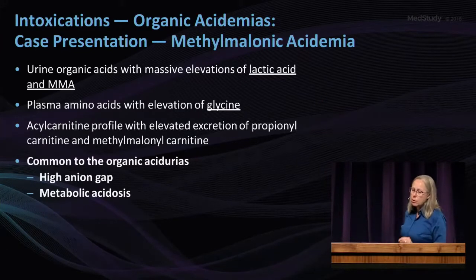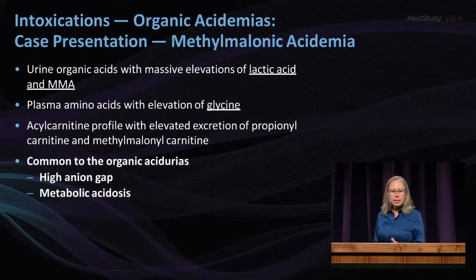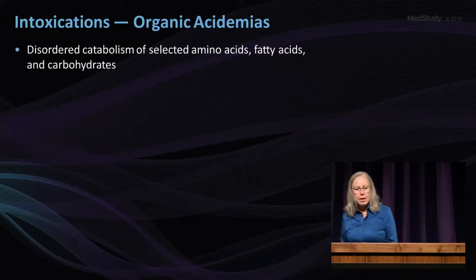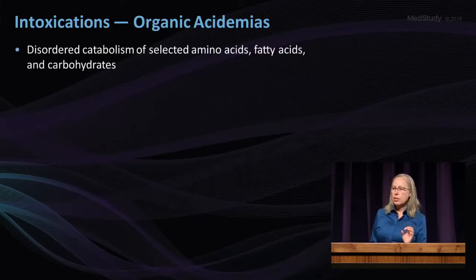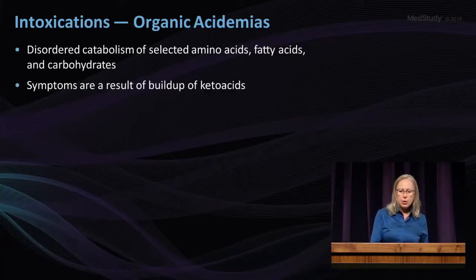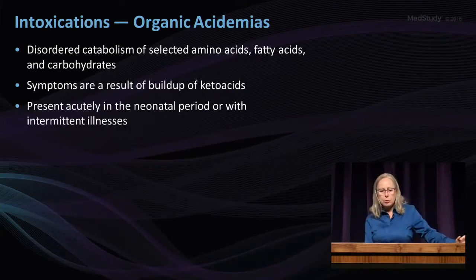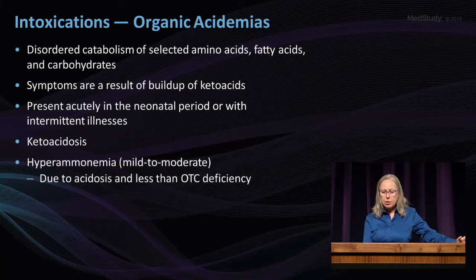So common to all of the organic acidurias is a high anion gap metabolic acidosis. And it's disordered catabolism of selected amino acids, fatty acids, and carbohydrates. And the symptoms are a result of the buildup of the keto acids. They generally present in the neonatal period with intermittent illnesses, with ketoacidosis.